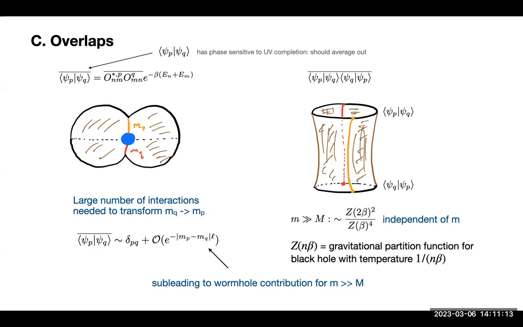I guess what I'm confused about is why isn't this computing overlaps of things that are way out on the tail of the wave function? I think they're out on the tail of the wave. They're different states in this ensemble of black holes of some mass. I'm not sure what you mean by tail of the wave.